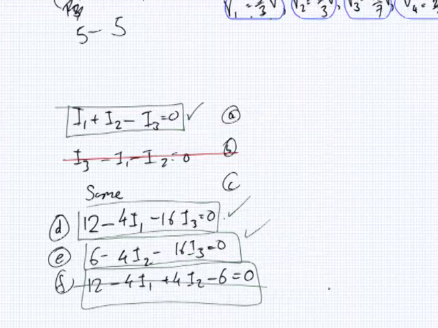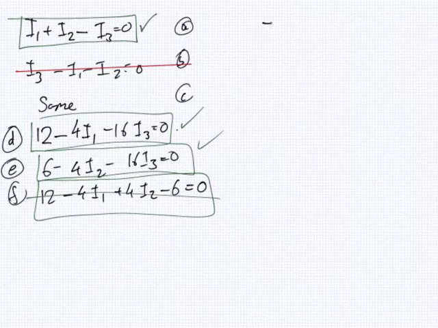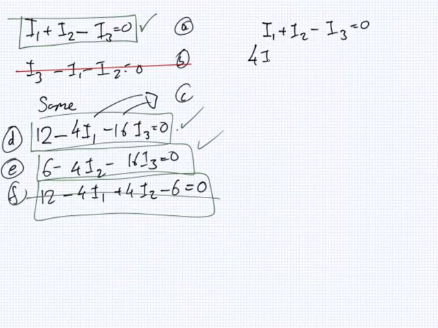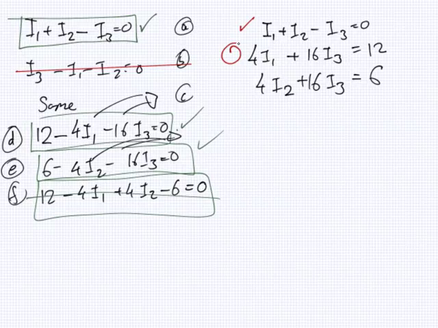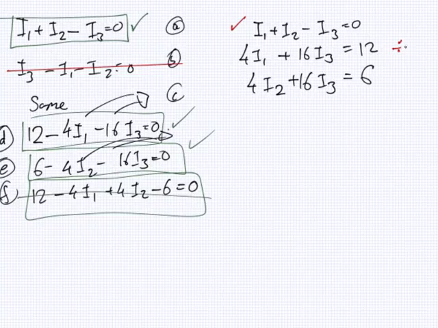So let me just write them down again. You have I1 plus I2 minus I3 equals 0. Here, if I just take these to the right, I get 4i1 plus 16i3 equals 12. And this one here, I'll take these to the right as well, and I'll get 4i2 plus 16i3 equals 6. Now, this is okay, but I can clean this one up, and I can clean this one up. I can clean this up by dividing by 4, and here, just by 2.